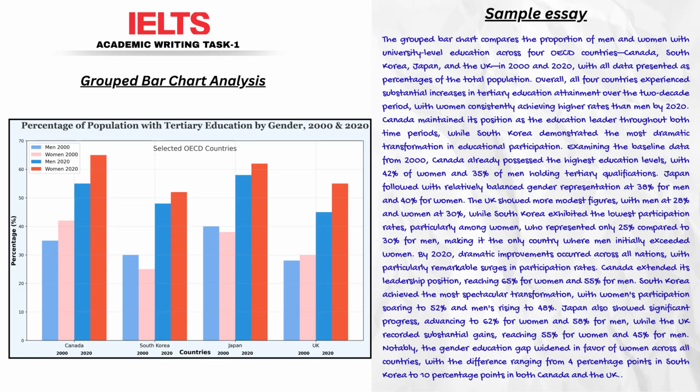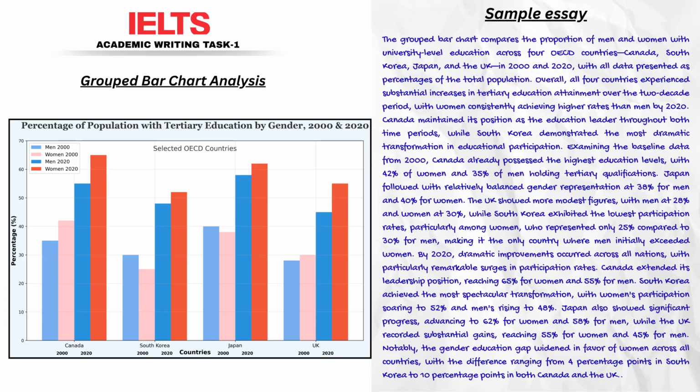Now we move to the body paragraphs, where the details live. A high-scoring response always groups data logically. This answer dedicates paragraph 3 to the 2000 baseline data, showing the starting positions, and paragraph 4 focuses on the 2020 outcomes and the changes over time. This creates a very effective then versus now structure.